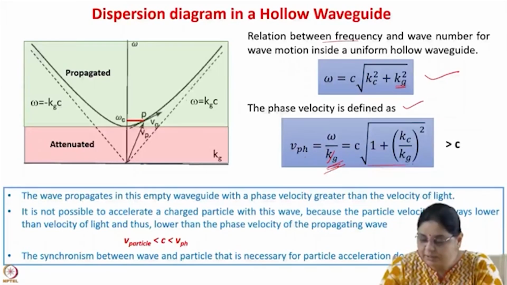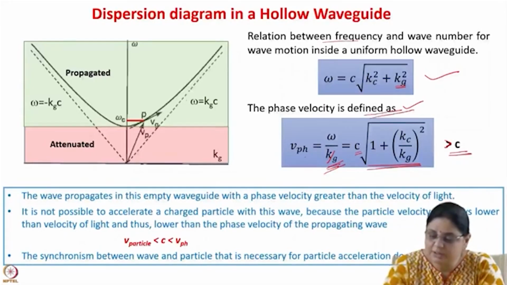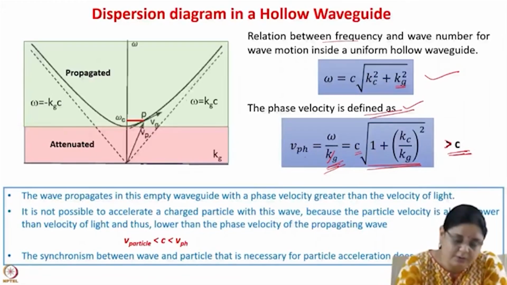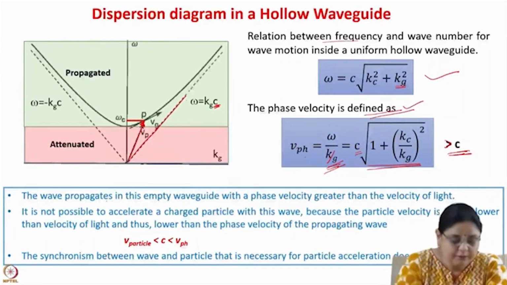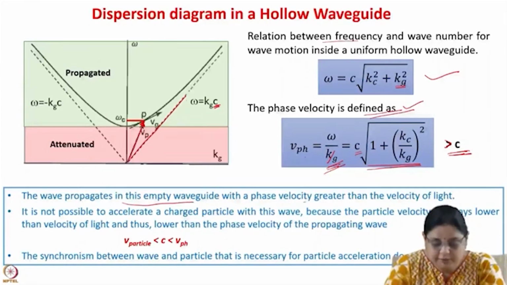Now this quantity is greater than 1. So here you see c into some quantity greater than 1. So this value, whatever it comes out to be, will be greater than c. So the phase velocity is greater than c, which we can also see from here. This slope corresponds to c. If you see the phase velocity here, it is greater than the value of c. So the wave propagates in this empty waveguide with a phase velocity greater than the velocity of light.